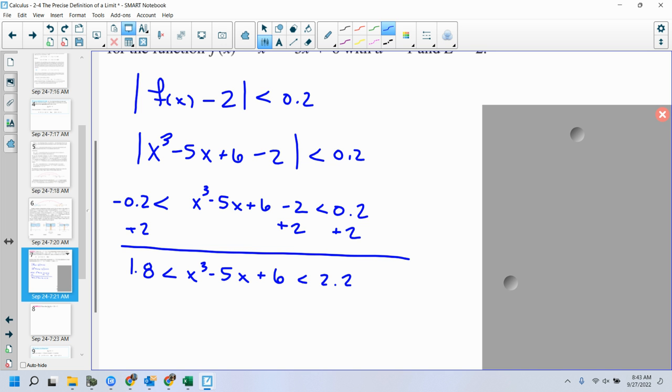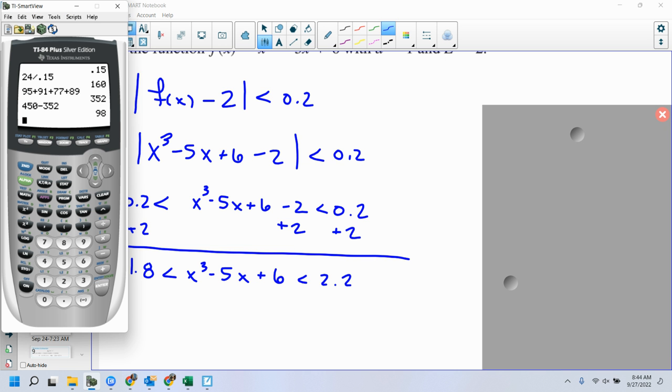I need to figure out where that's going to happen. The only way I know how to figure that out, because if this was quadratic we could use the quadratic formula, and if this was linear we could just solve it directly, but because it's cubic, I have to go to my calculator. I'm kind of stuck with our calculator. So in my calculator, I plugged in x to the third minus 5x plus 6, and we were looking at the top end of this thing.